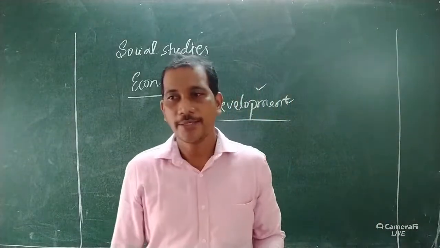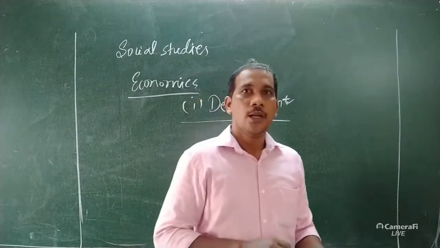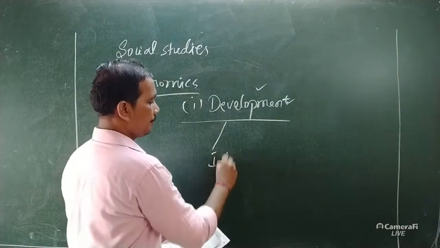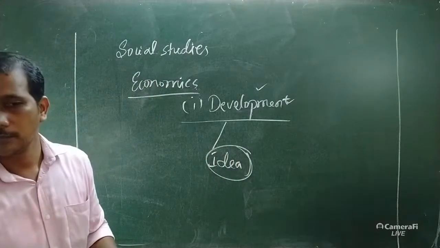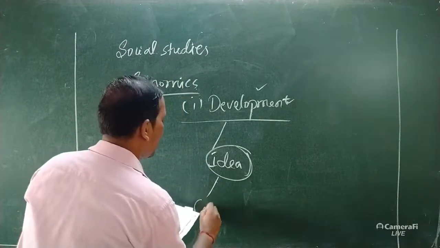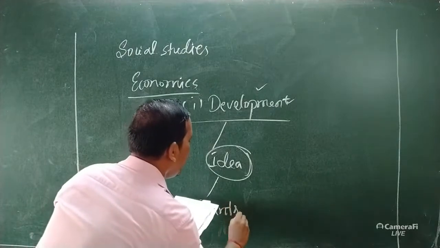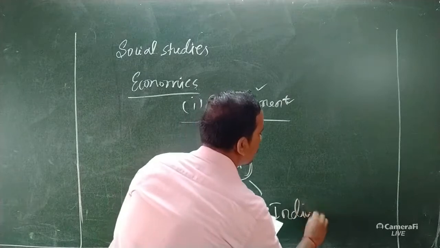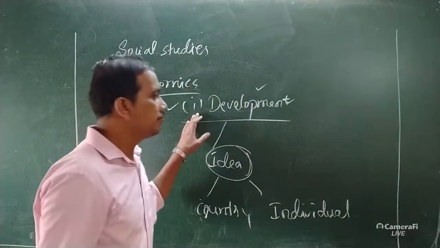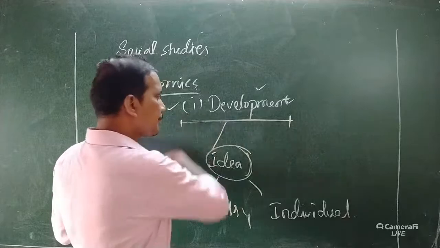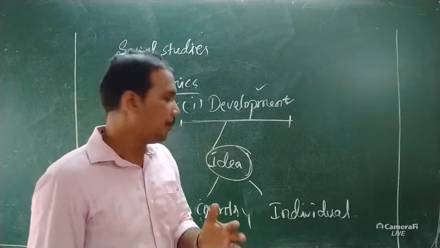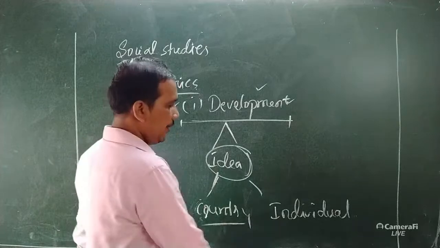See, development. What exactly does development mean? The meaning of this development. So development is an idea about a country or an individual. Remember, this is economics first chapter, development. As you know, this development has a deep meaning. What exactly does development mean? It is just an idea about a country or an individual.